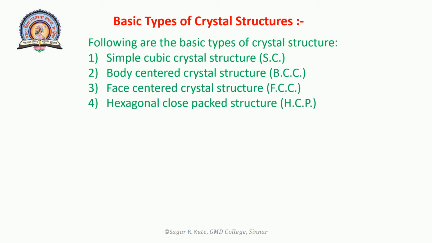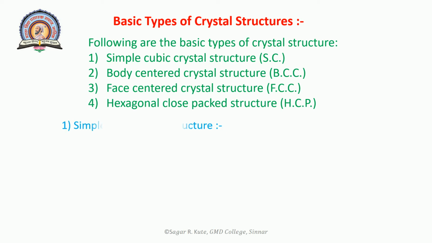Now, basic types of crystal structure. Following are the basic types of the crystal structure. First will be the simple cubic crystal, that is SC. Second will be the body centered cubic crystal structure, BCC. Third will be the face centered cubic crystal structure, FCC. Fourth will be the hexagonal close packed structure, that is HCP. These are explained as follows.